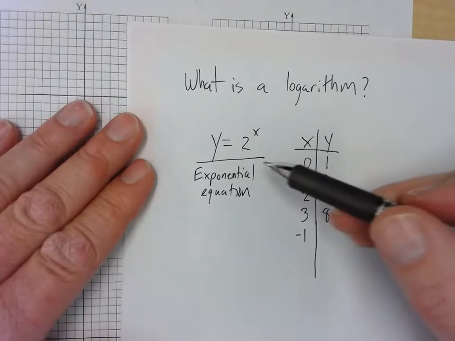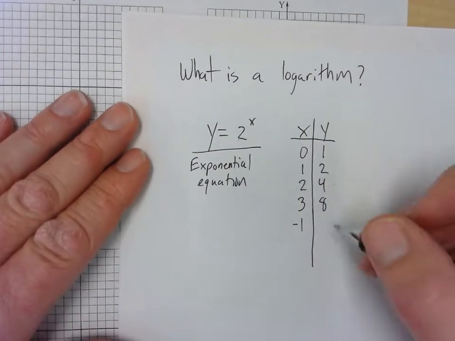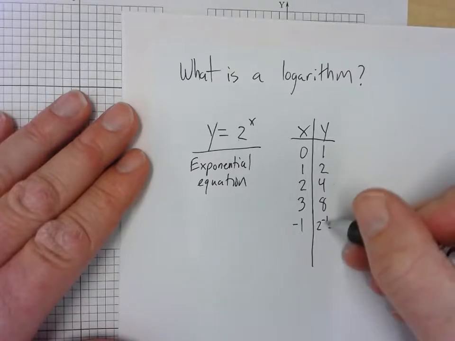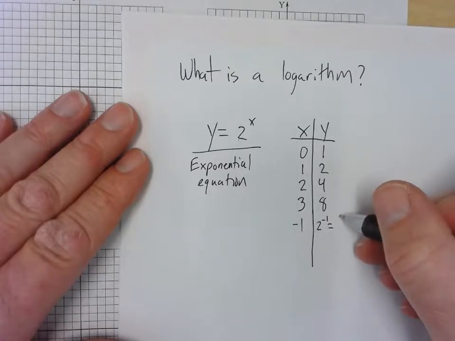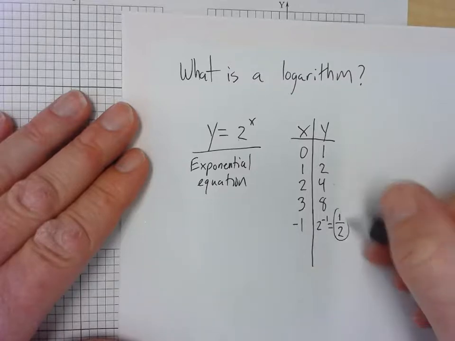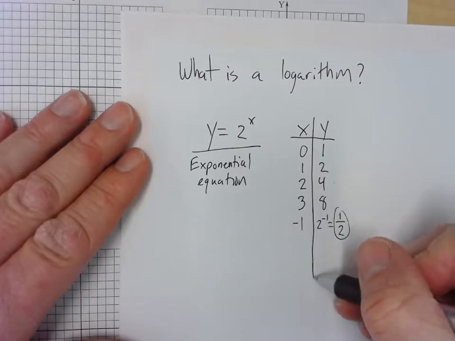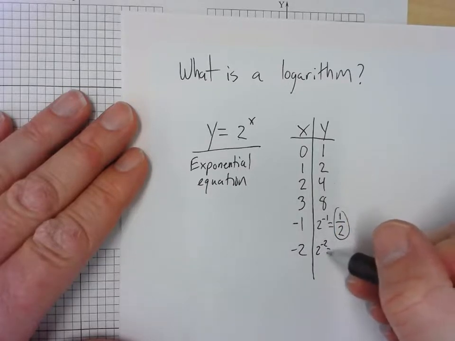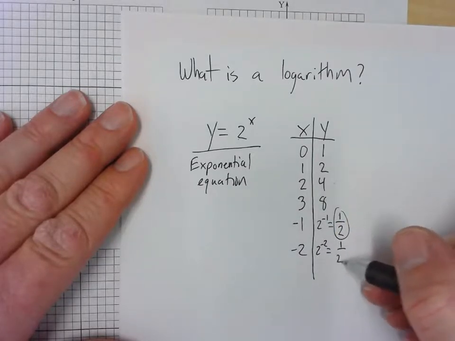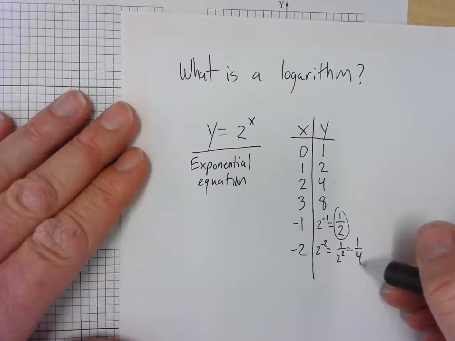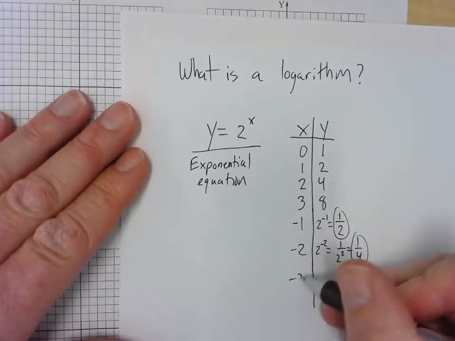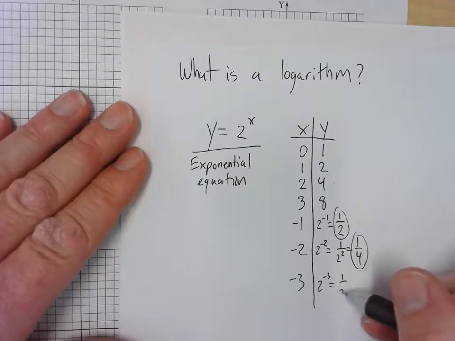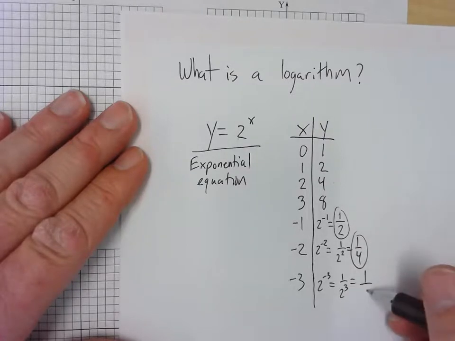Let's throw a couple of negatives in there, because negative numbers for exponents do not mean negative number, they mean fraction. So 2 to the negative 1 would be 1 over 2, so it's a half. And then 2 to the negative 2 would be 1 over 2 squared, which is 1/4. And then 2 to the negative 3 would be 1 over 2 cubed, which is 1 over 8.